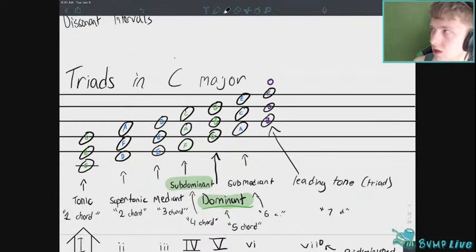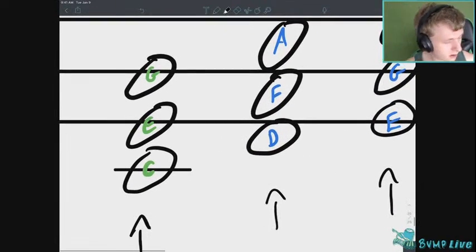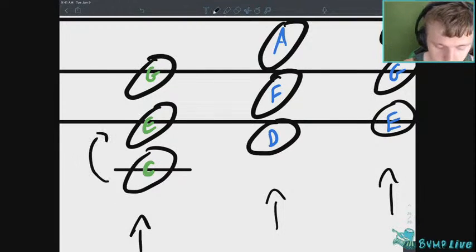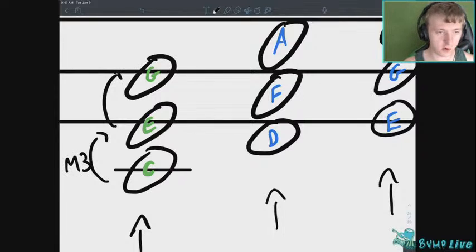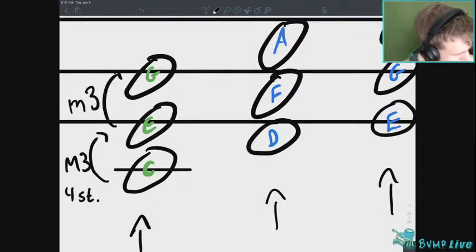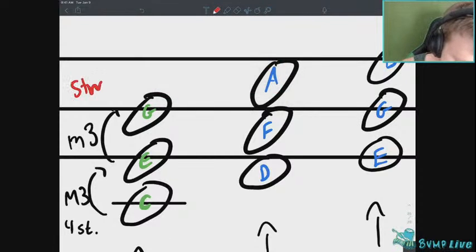So, like, what intervals are they made up of? So for C, E, G, it's going to be made up of a major third. So 4 semitones. That's the shorthand version for semitones. And then we have, on top of that, a minor third. So this is the structure right here. So that's the structure.